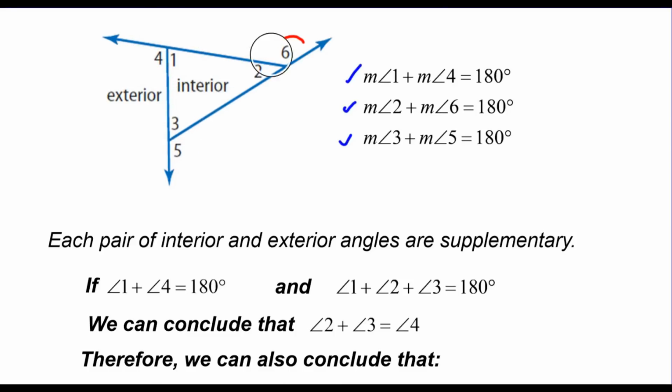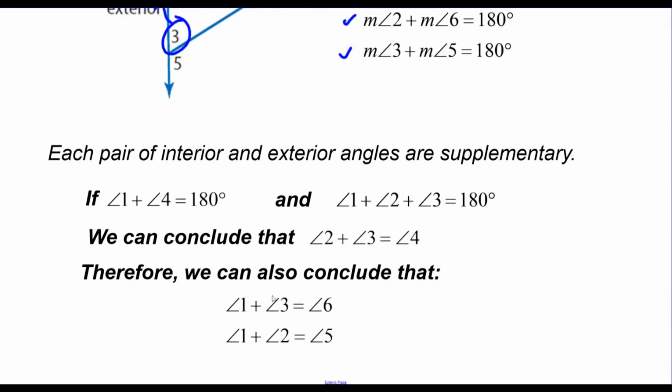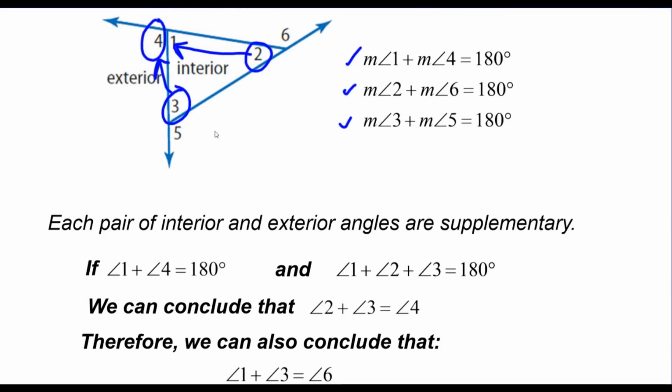Now let me diagram that for you a little bit better. Think about this now. If I add 2 and 3 together plus 1, I get 180 degrees. And if I add 1 and 4 together, I get 180 degrees. So therefore, angle 2 plus angle 3 has to equal angle 4. So now we can use exterior angles as well to help us solve for missing angles in triangles. So we also know that angle 1 plus angle 3 has to equal angle 6.